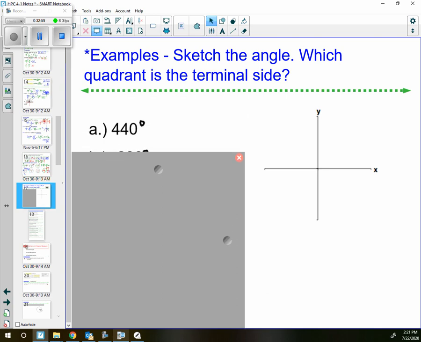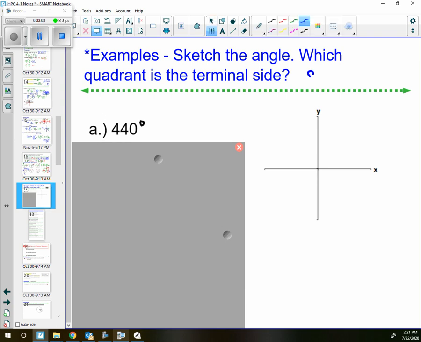All right, so we're going to talk about a few and what you would do with them. These are all going to be in standard position, by the way. Okay, so we're just going to practice a couple quick degree measures, and then we should be off to the races here. Oh, position, not positive. So standard position. Okay, so remember what that means.